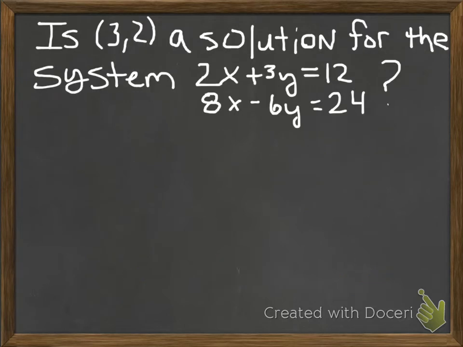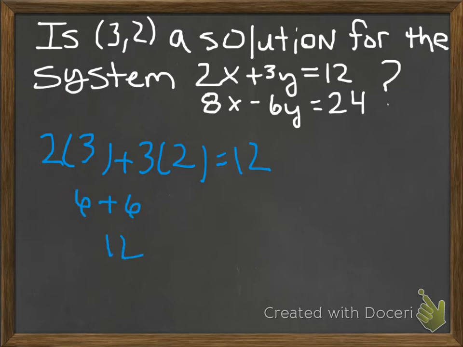Okay, so let's look at another example. Is (3, 2) a solution for the system 2x plus 3y equals 12 and 8x minus 6y equals 24? Well, if I put 2 times 3 plus 3 times 2, that gives me 6 plus 6, which is 12. So it works for the first line. That point is considered a solution for the first line.